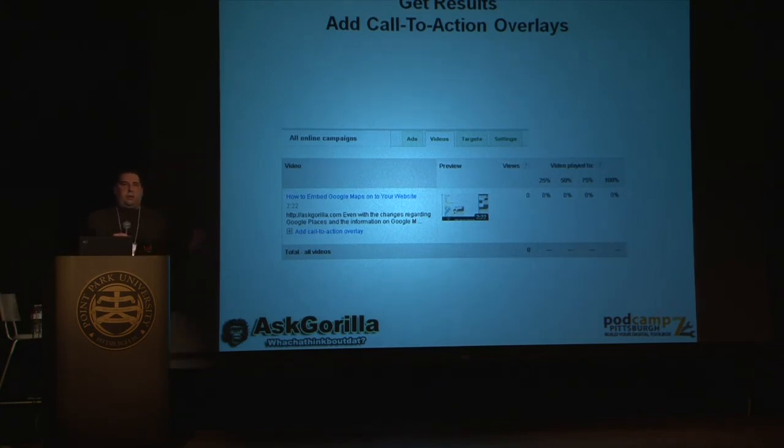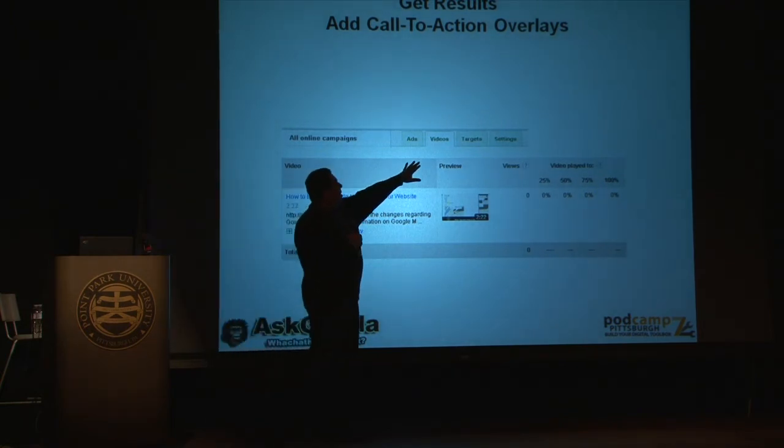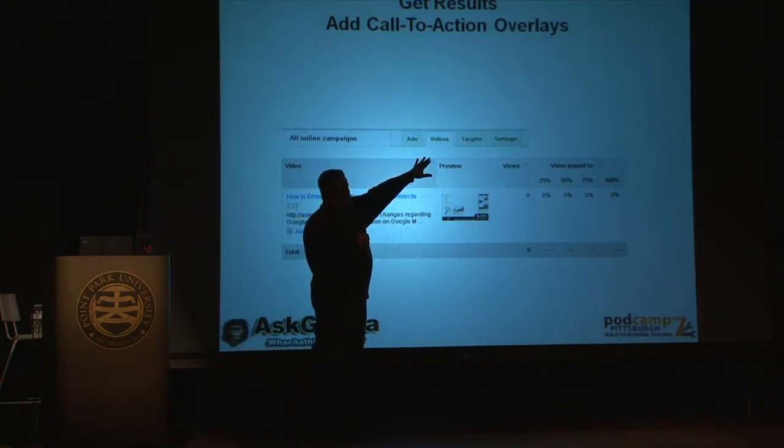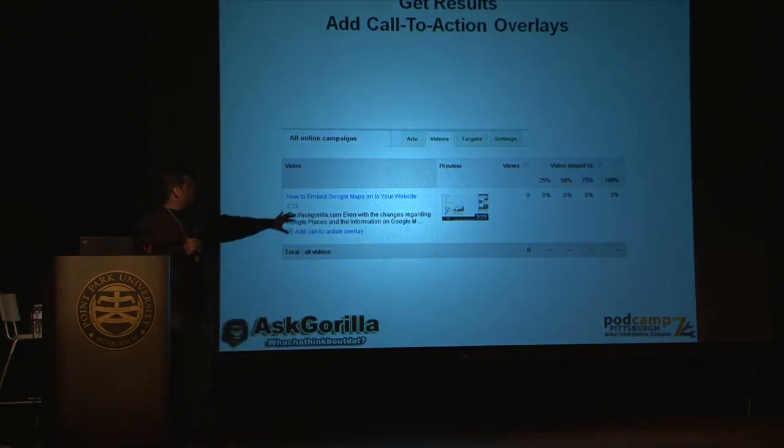So now that your video is created, you can do remarketing lists. There's image overlays. This was sort of the bonus content of this whole presentation. So once you have everything created, there's 4 tabs across. Videos is a tab that we're looking at right now. And this video in particular was how to embed a Google map on your site.